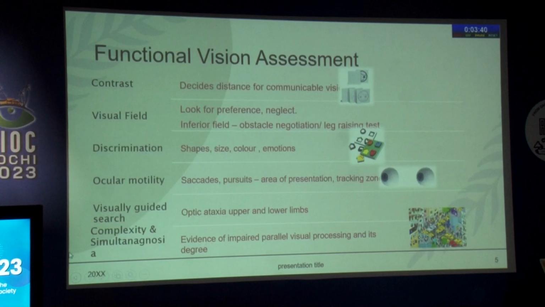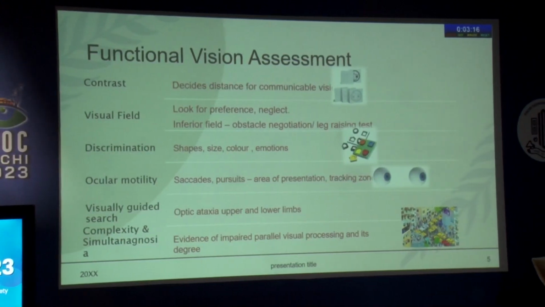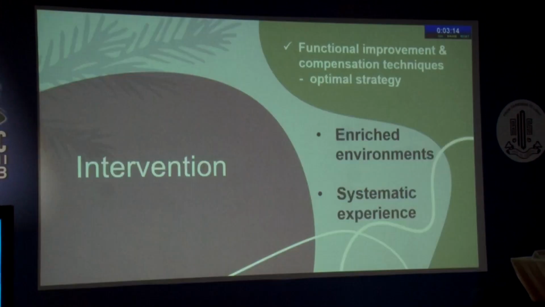Functional vision assessment: contrast is very important, because that decides your communicable vision. In the visual field, despite the central visual field, the inferior field is always affected, so always look for the inferior field. Then discrimination, ocular motility, visually guided search for optic ataxia, and simultaneous agnosia. These children cannot process two things at one time, meaning they cannot see and talk, or they cannot see and hear. So always differentiate with one sensory input.